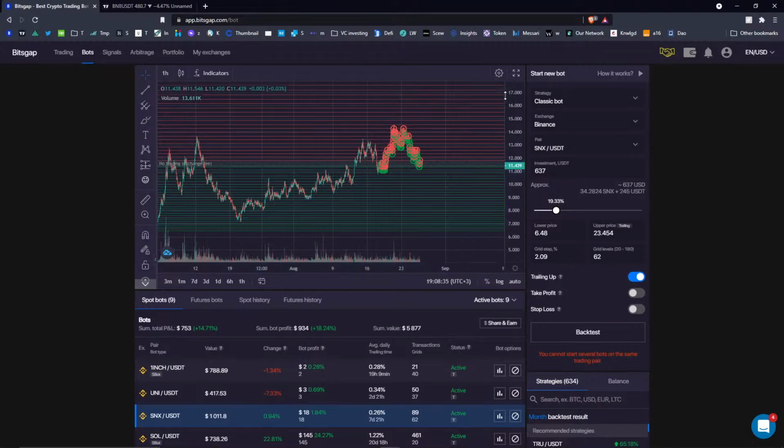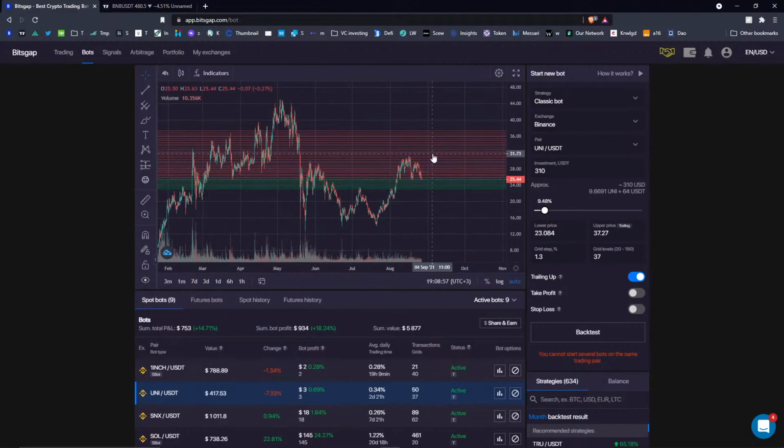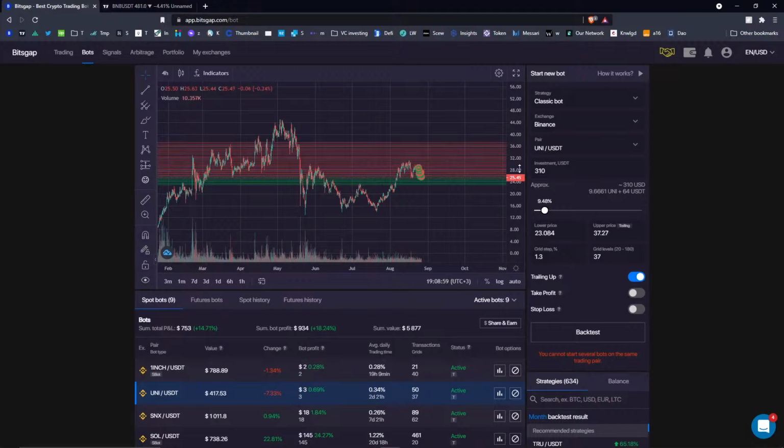So classic will bring you the most returns, and you don't have to blindly trust me. You can always backtest different strategies and compare them with each other to see whether or not that's true. So for SNX, Uni, and 1inch, I have the classic bot because I feel that the value of these coins is undervalued and that they have the potential to go higher. Okay, that's based on my fundamental research and some due diligence that I conducted.